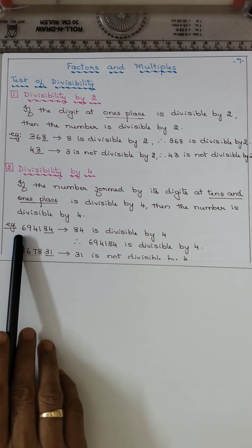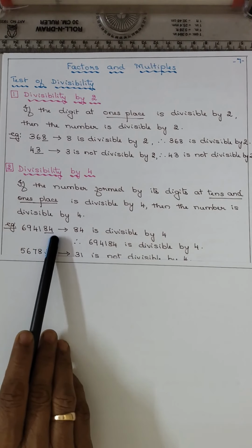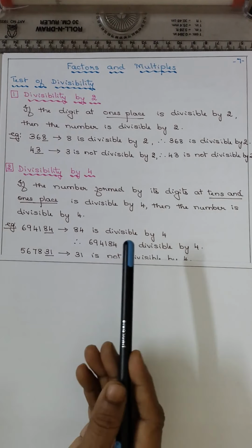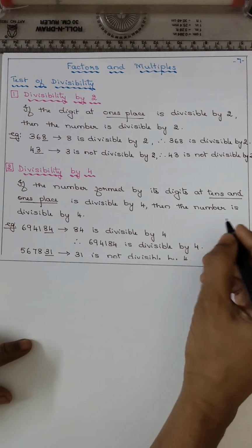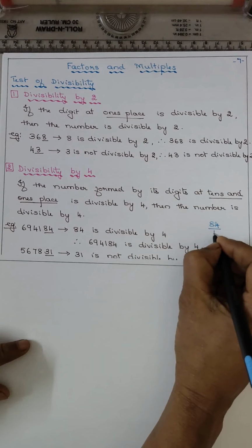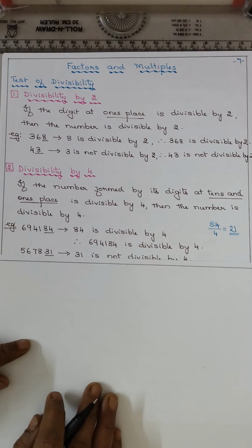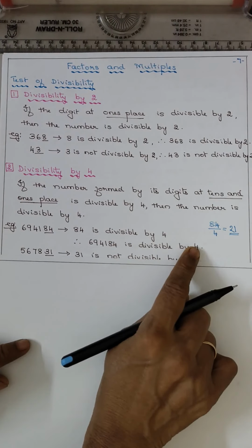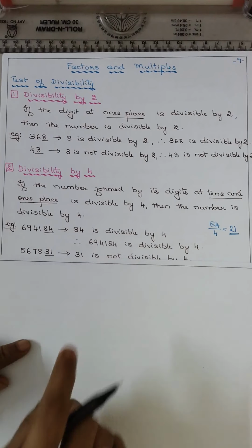See now it is a very big number, 694,184. So for that, the last 2 digits, what is it? 84. See whether 84 is divisible by 4. So 84 divided by 4. 4 2s are 8, 4 1s are 4. Exactly divisible. So that is why this number is divisible by 4. So for 2, last 1 digit, for 4, last 2 digits.